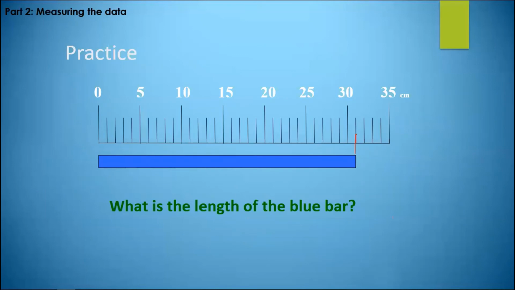So let's do another practice. Here we have a ruler and I'd like to identify the length of the blue bar. I can see that the blue bar stops at 31. It can be different for you, but for me, I think it stops at 31. So what is the length of the blue bar?